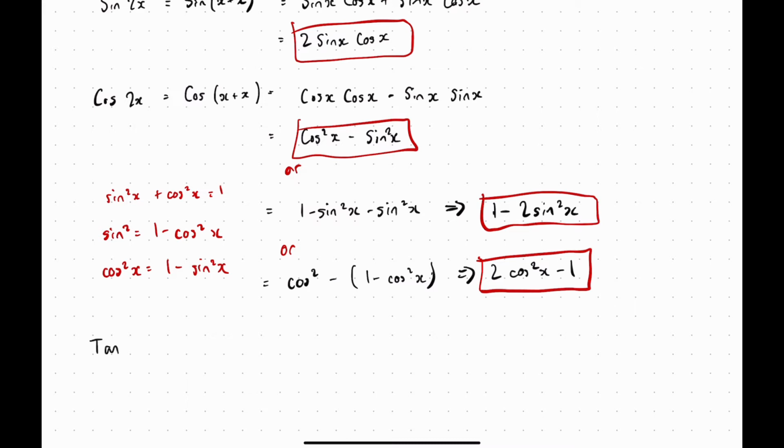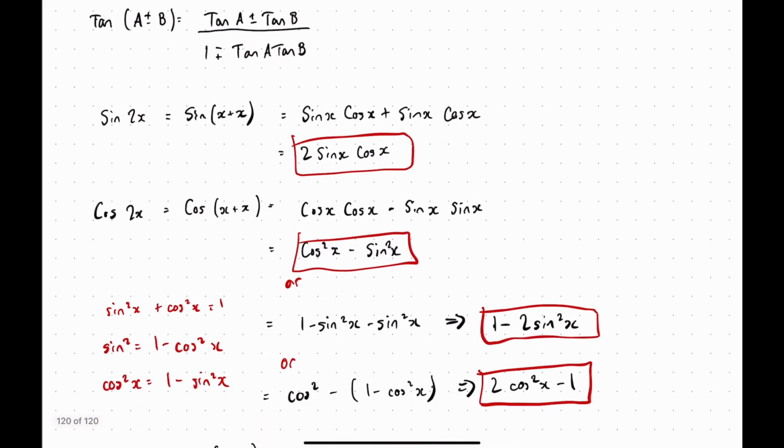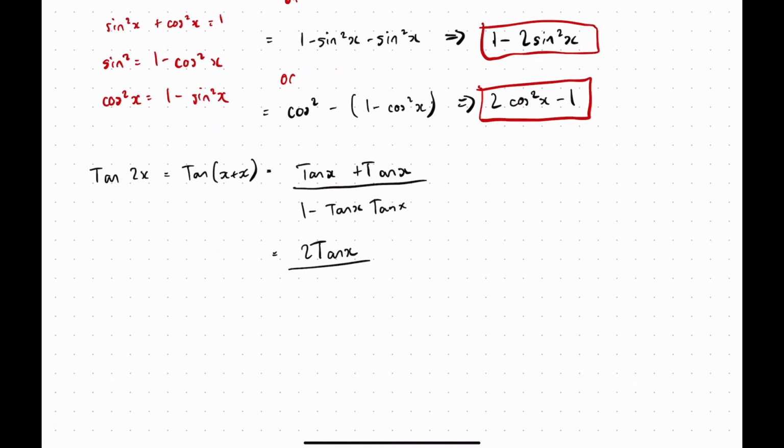But it is fun. Again, tan 2x, same idea, treat it as tan x plus x, where a and b is x, giving you tan x plus tan x, let's write it out in full, tan x plus tan x over 1 minus tan x tan x, which is just 2 tan x over 1 minus tan squared x. Okay?